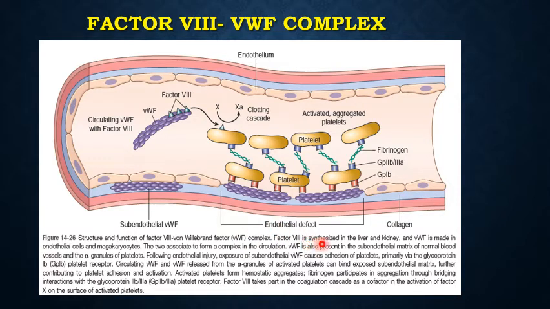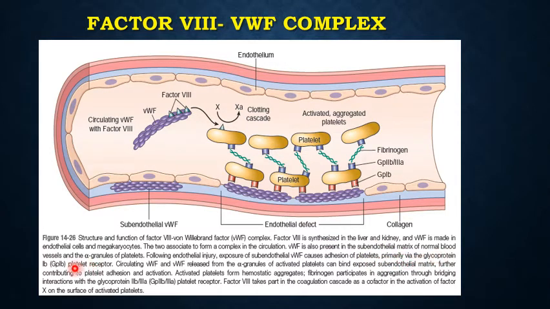Factor 8 is usually synthesized in the liver and the kidney, but mostly in the liver. The von Willebrand factor is made in the endothelial cells, as well as in the megakaryocytes. The two associate to form a complex in the circulation. This is von Willebrand factor and this is factor 8. Von Willebrand factor is also present in the subendothelial matrix of normal blood vessels. So when there is endothelial injury, damage to the endothelial cell leads to exposure of this von Willebrand factor, which causes adhesion of the platelet.